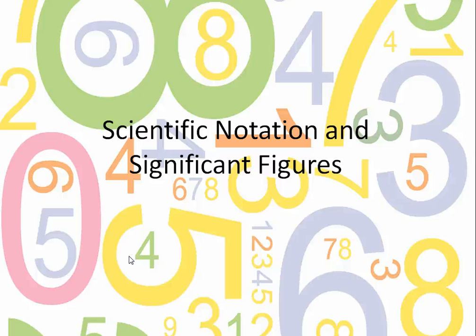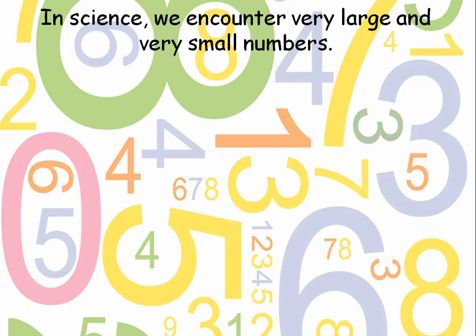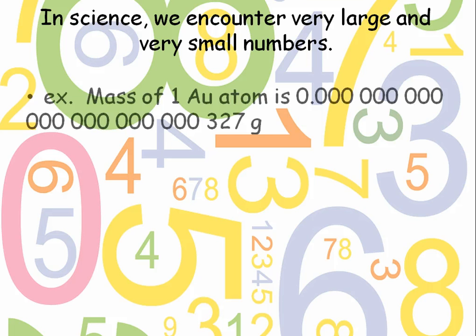Okay, let's talk about scientific notation and significant figures for a few minutes. In science, you either encounter really large numbers or really, really small ones. For example, the mass of a single atom of gold would be a decimal followed by 21 zeros and then the number 327 grams. That is such a teeny tiny number as to not make any sense.